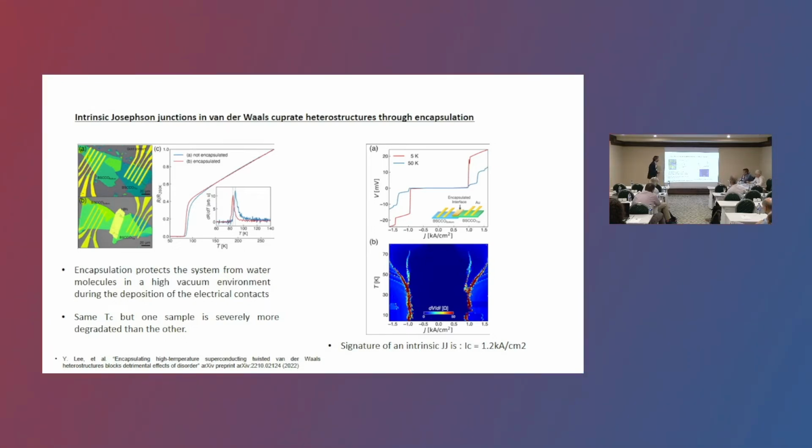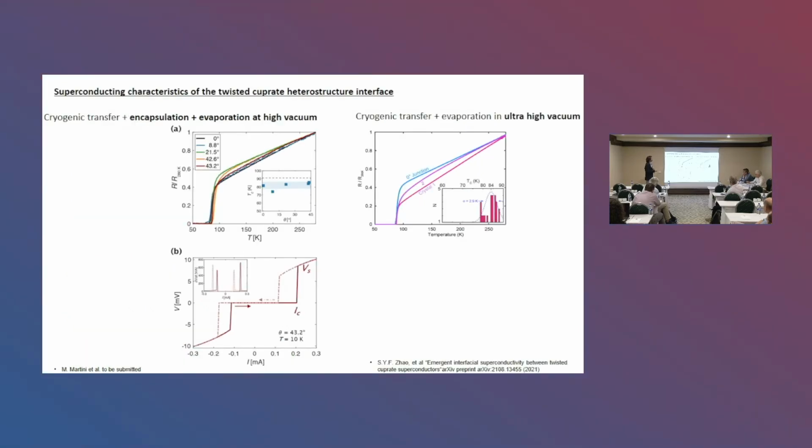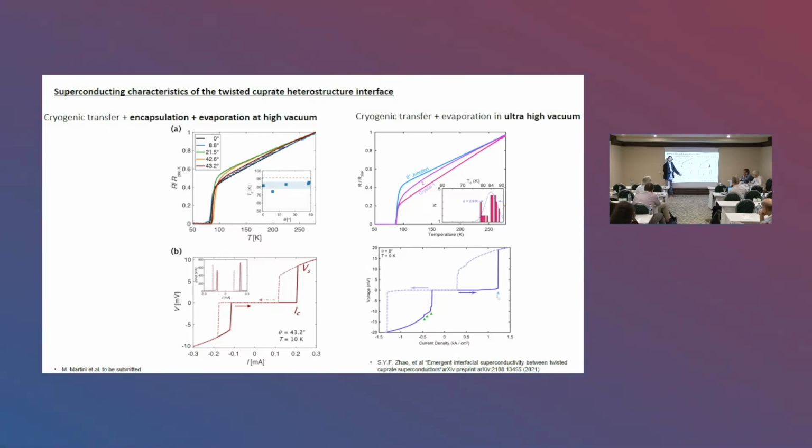We just published this now for the moment in arXiv, but whatever. So, an example. For example, we made many samples. So you have a cryogenic transfer, pure encapsulation, pure evaporation at high vacuum. You get all the same kind of superconducting critical temperature. You do see the dynamic resistance, the very strong coherence peak, and the hysteretic behavior.